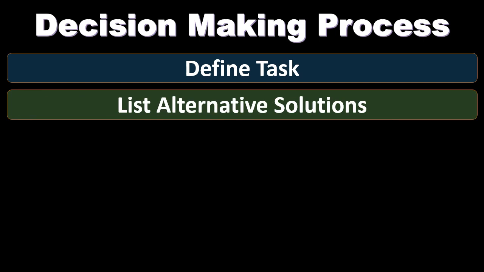We want to list alternative solutions. This is often done in a brainstorming type of session. We're going to have people together and say, hey, give us a list of solutions. Here's the problem. We've defined the problem well. Give us a list of all the different types of things that can happen here to solve this.